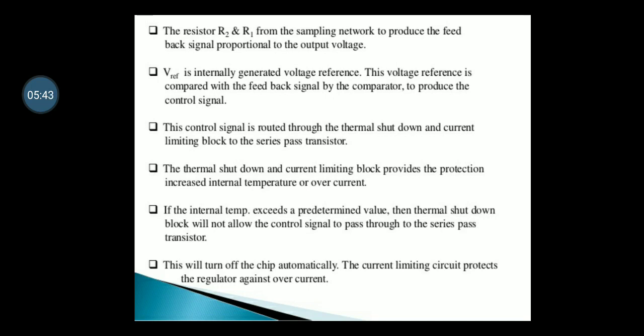The thermal shutdown and the current limiting block provide protection against increased internal temperature or over current. If the internal temperature exceeds a predetermined value, then the thermal shutdown block will not allow the control signal to pass through to the series transistor. This will turn off the chip automatically. The current limiting circuit protects the regulator against overcurrent.